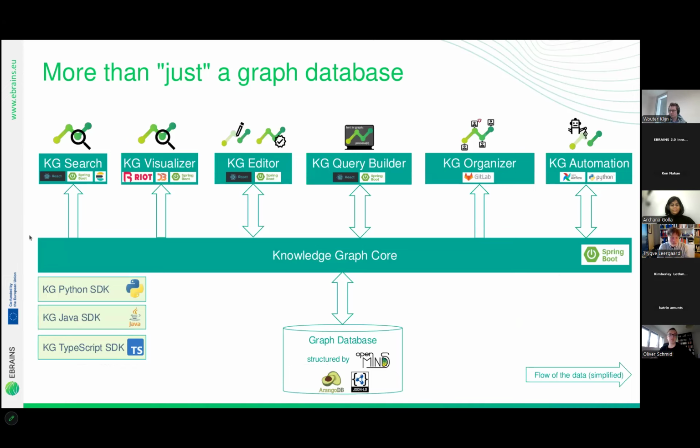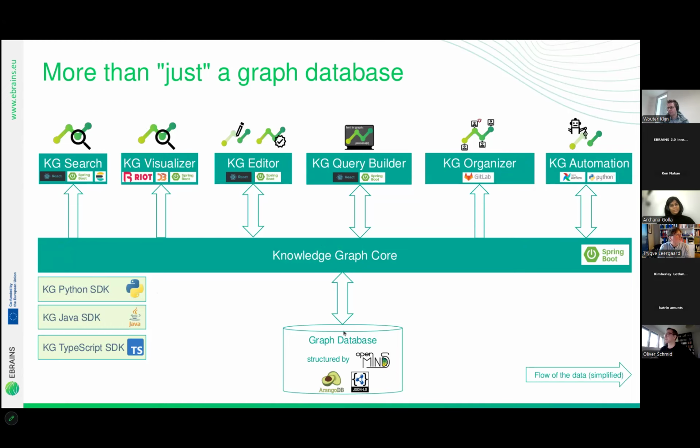You see here a little diagram. So down here, the small graph database, I will go and explain a little bit more about what the icons mean afterwards. But what is more important is the actual service layers. So we have one core element, and then there's plenty of tools on top of it. So we have the knowledge graph search, the knowledge graph visualizer, the knowledge graph editor, query builder, organizer automation.